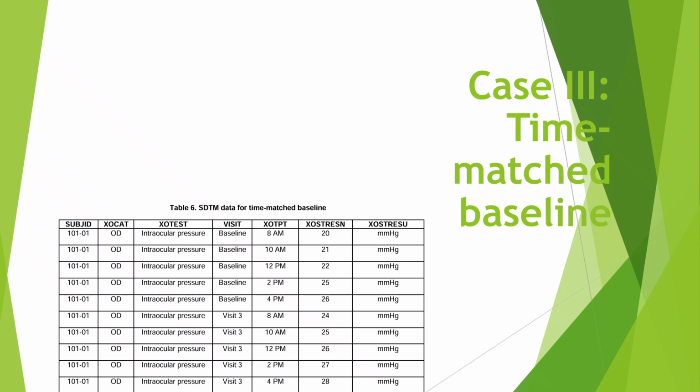But there will be only one baseline for each record. The value at 8 a.m. at visit equals to baseline will be, and will only be, used as the baseline for all 8 a.m. records. Similarly, the 10 a.m. value at visit equals to baseline will be, and will only be, used as the baseline for 10 a.m. records. No need to create new records in this scenario.